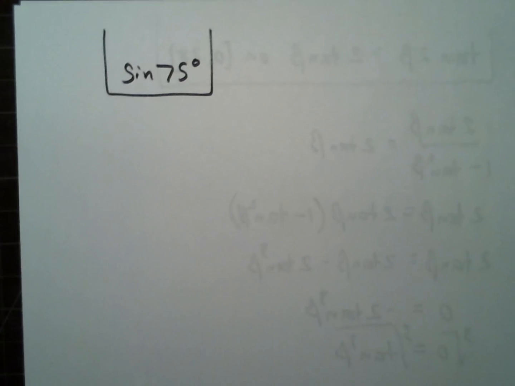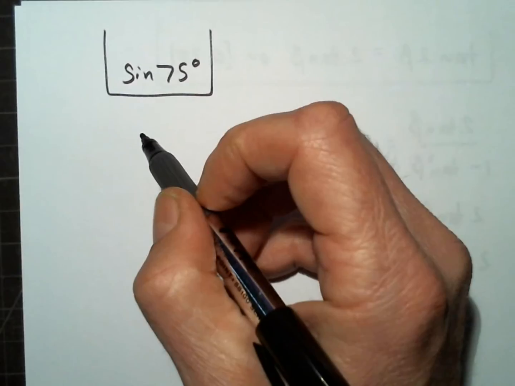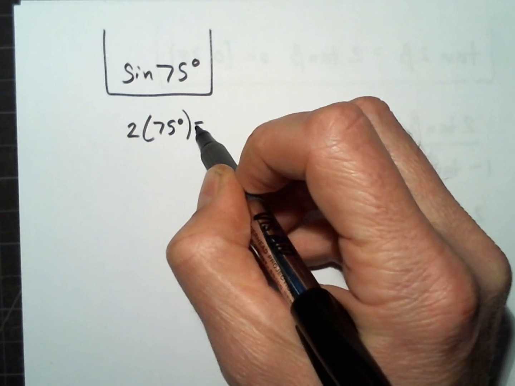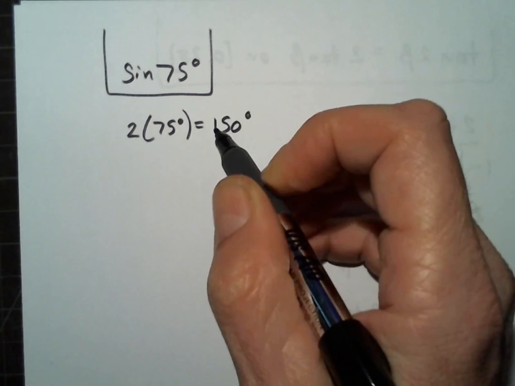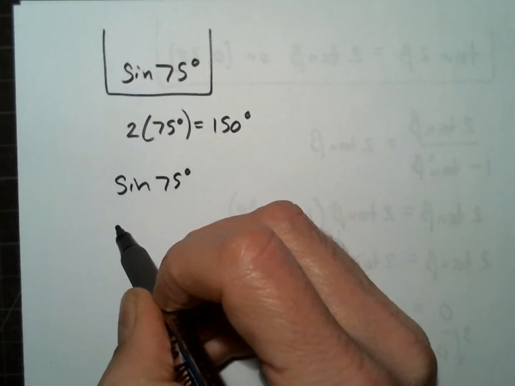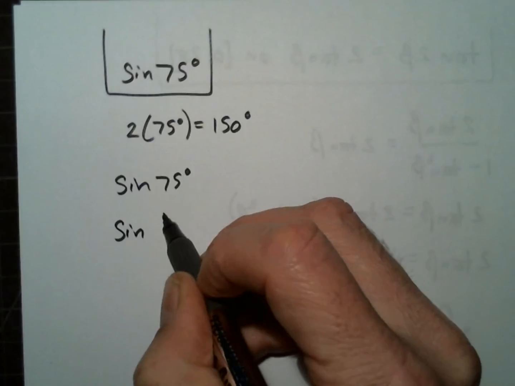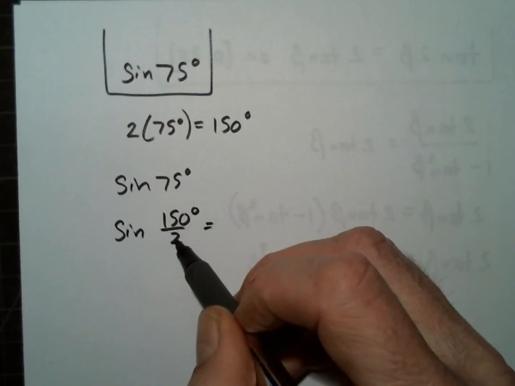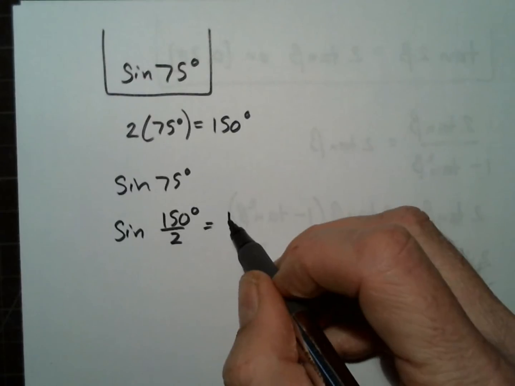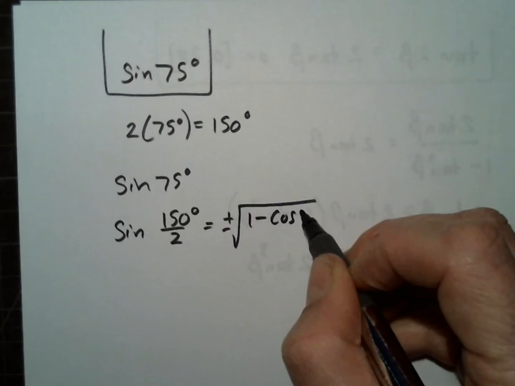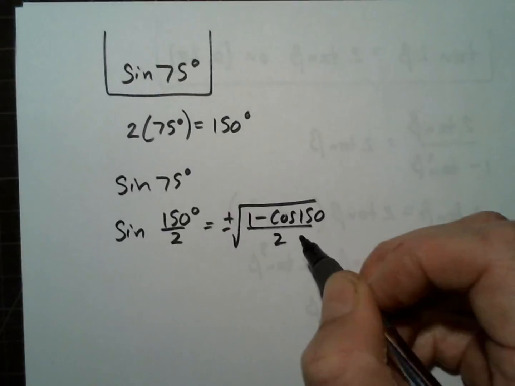Alright, and try that one using a half angle formula. Pause the video. We know that twice 75 is 150, and we want to find sine of 75. Another way to write 75 is 150 over 2. So now we have written it as a half angle, and then we can just write out the formula for sine: the square root of 1 minus cosine 150 over 2.